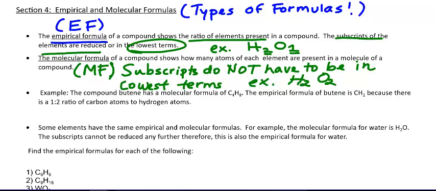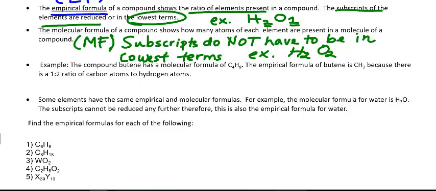Now, this hydrogen peroxide is not an empirical formula because these subscripts are both divisible by 2. So the subscripts are not in lowest terms in this example. Therefore, this is a molecular formula, but it is not an empirical. Another example that I give you here is the compound butene. Butene has a molecular formula, an MF, of C4H8. So if you wanted to make butene, you would need 4 carbons and 8 hydrogens. But these subscripts are not in lowest terms, therefore it's not an empirical formula.